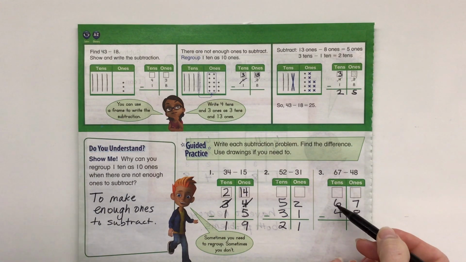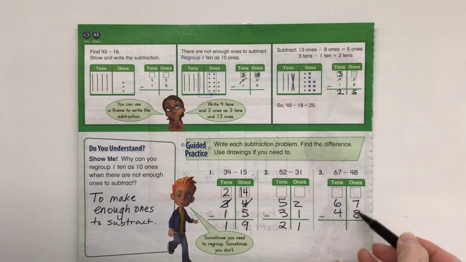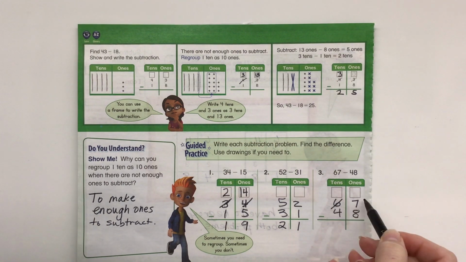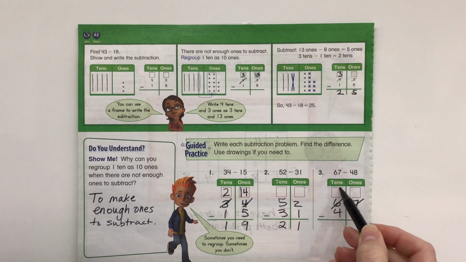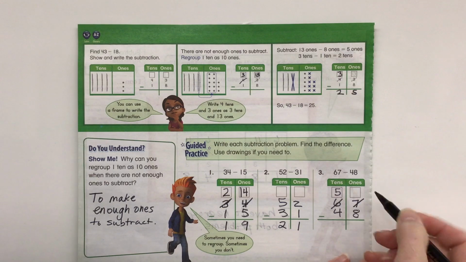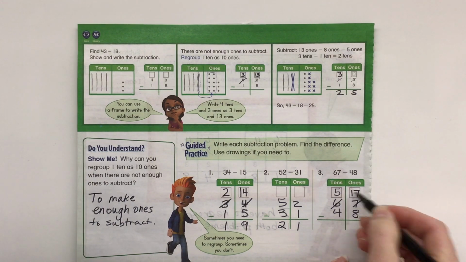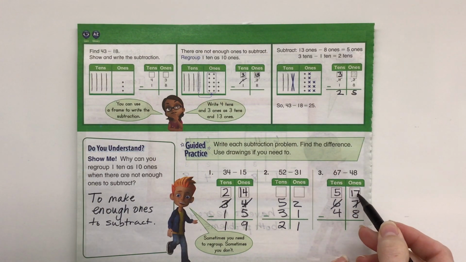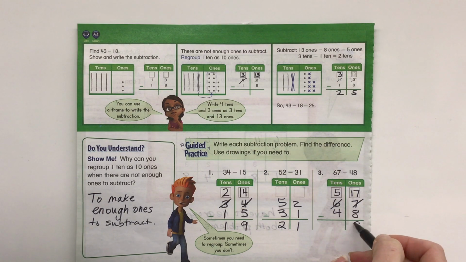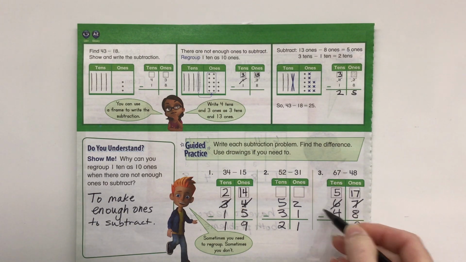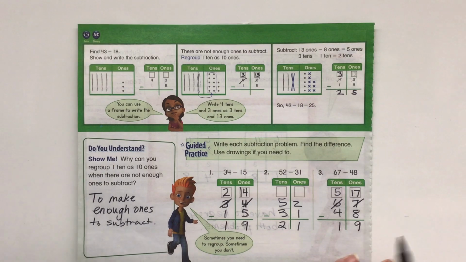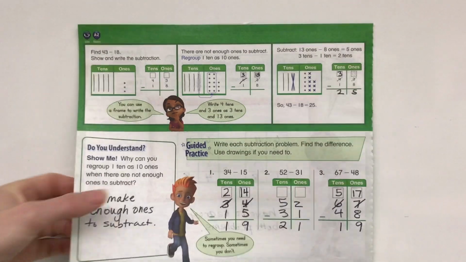Okay, let's take a look over here. 67 minus 48. 7 minus 8 is not going to work, so I'm going to have to regroup. Our 6 becomes 5. It's 1 less. And we have our 7, and we add 1 group of 10 over here. 17 minus 8 is 9, and 5 minus 4 is 1. So we have a difference of 19.